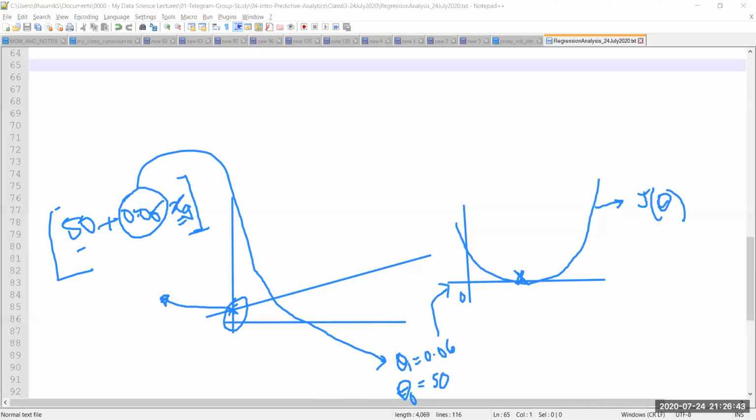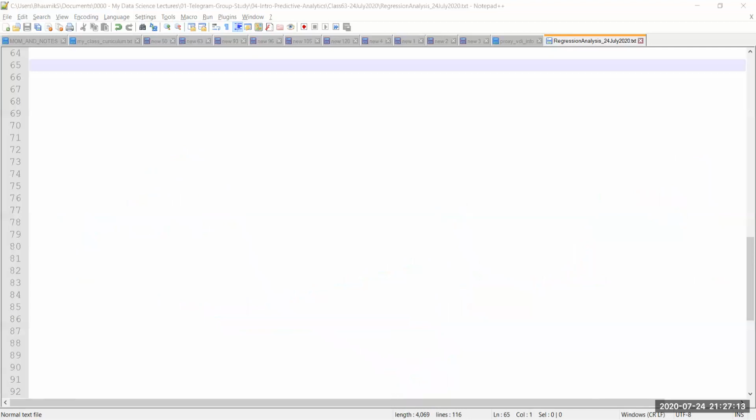I don't have to find this manually. There are actually mathematical ways to find this. I can write an algorithm, a program to find this. So a computer program will be written, a function will be called, which is going to do this exercise, and it is going to optimally find the value of theta 1 where J of theta is the lowest. This axis is J of theta, this is theta 1. That is how we are going to minimize the value.